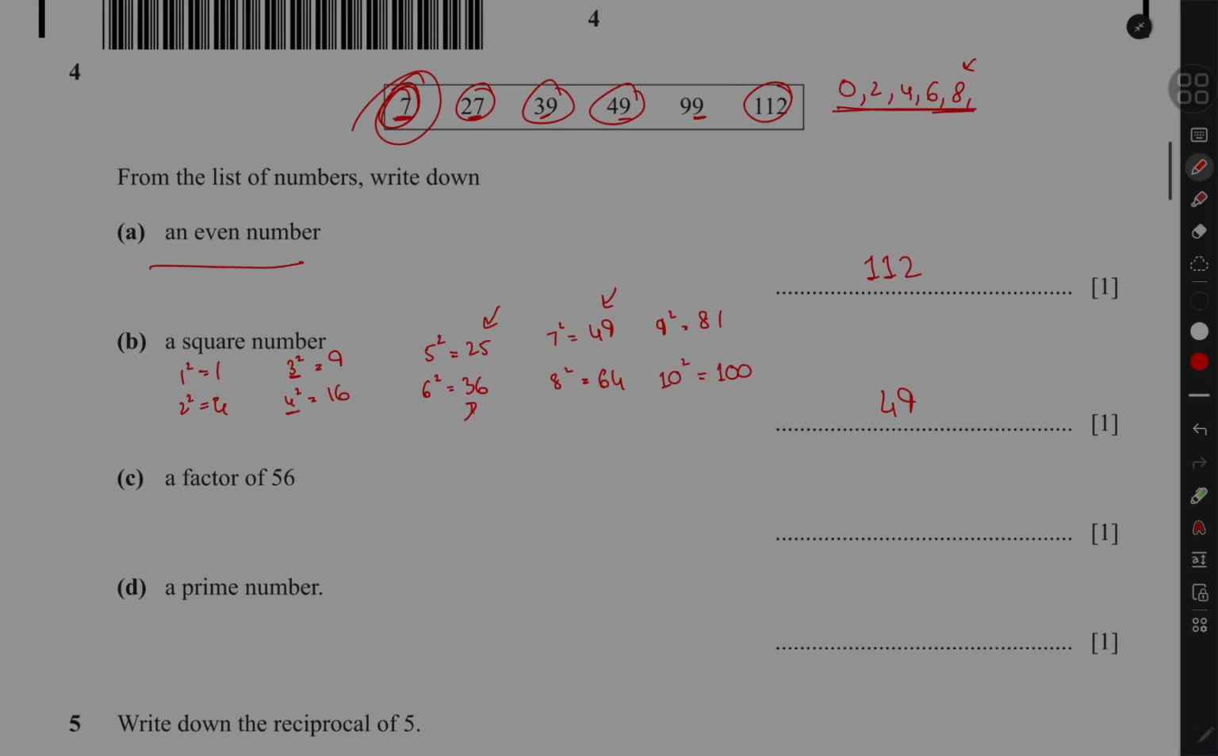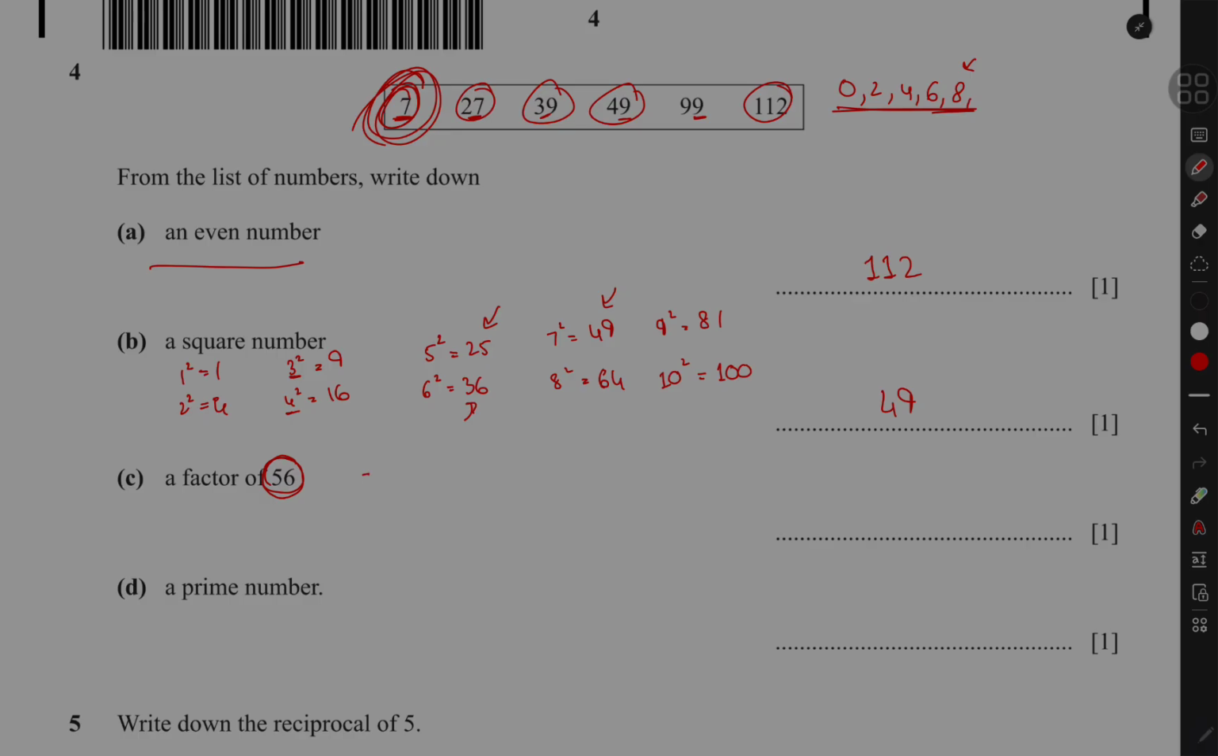A factor of 56. Ooh, this is a good question. So we need a number that can divide 56 completely. Or if you know the times table of that number, 56 should appear in its table. Okay, so let's start with 7.